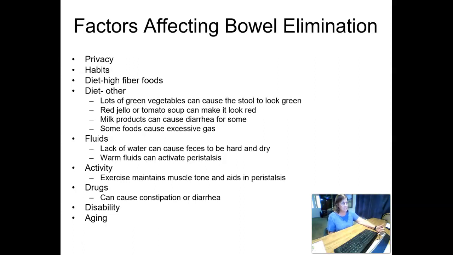And then certain medications can cause either constipation or diarrhea. As I mentioned with antibiotics, it doesn't only kill bad bacteria, it kills good bacteria. And if you don't have good bacteria in your gut, you're potentially more prone to getting diarrhea. Some medications, like pain medications, especially narcotics, if a person is having a lot of those, can cause constipation. So we have to be aware that the medications the nurse is giving can also impact a person's bowel elimination. Any disabilities they've had, and just as I mentioned, with the aging process things tend to start slowing down a little bit, and that goes for their bowel elimination as well.